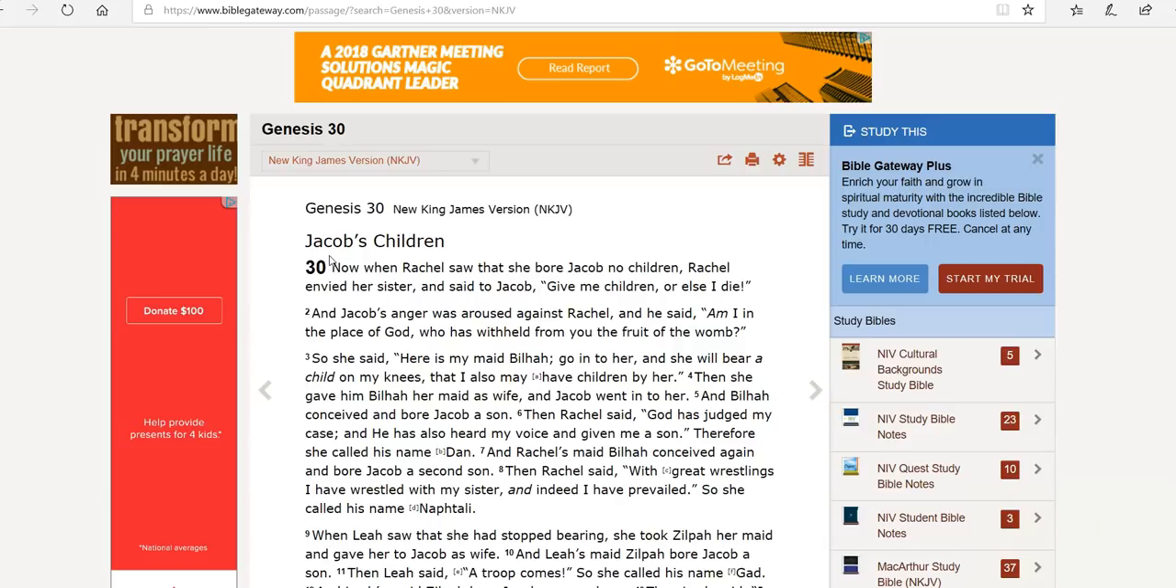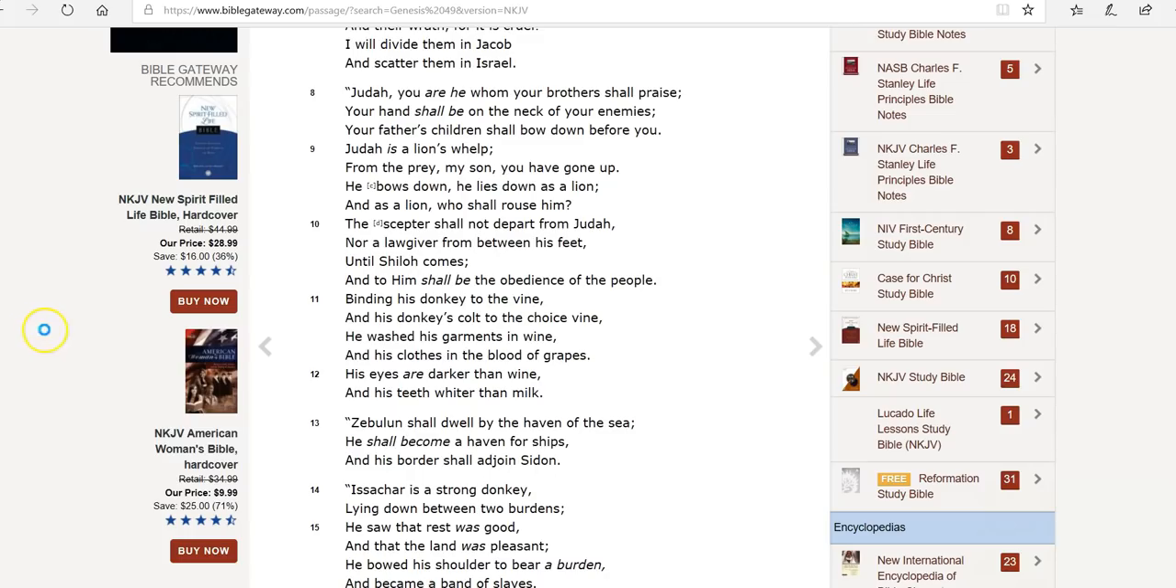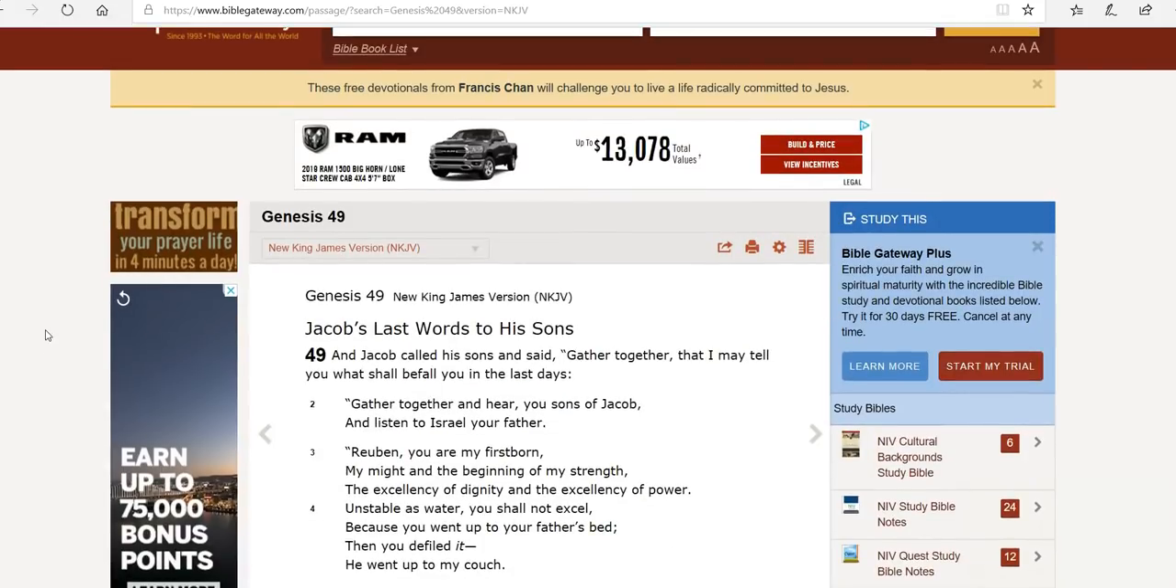Now, I think where we're going to go now is we're going to take a look at Genesis 49, because we want to see what Jacob's last words to his sons were before he died. So listen to the words that are here. And Jacob called his sons and said, "Gather together, that I may tell you what shall befall you in the last days." Okay.